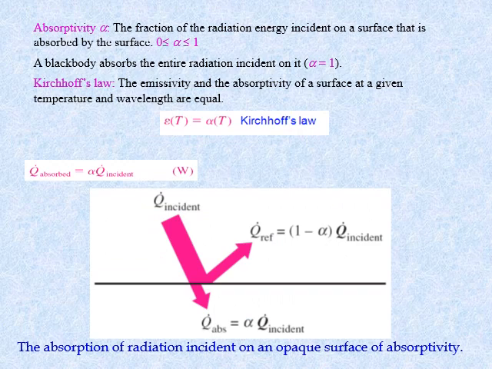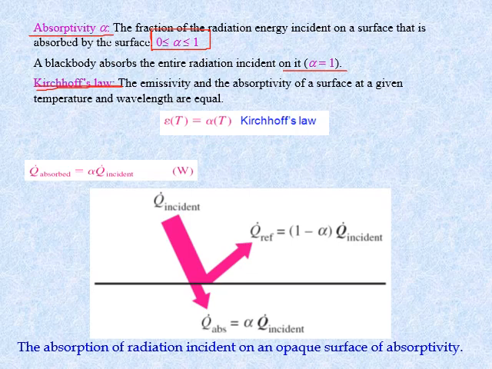Absorptivity is a terminology that you also need to know in thermal radiation. The definition is the fraction of radiation energy incident on a surface that is absorbed by the surface. The value also ranges from 0 to 1, which is a ratio. A black body absorbs all the radiation incident on it. For a black body, it absorbs all the energy that radiates to the surface. Another law is the Kirchhoff law. We have the Kirchhoff law here.